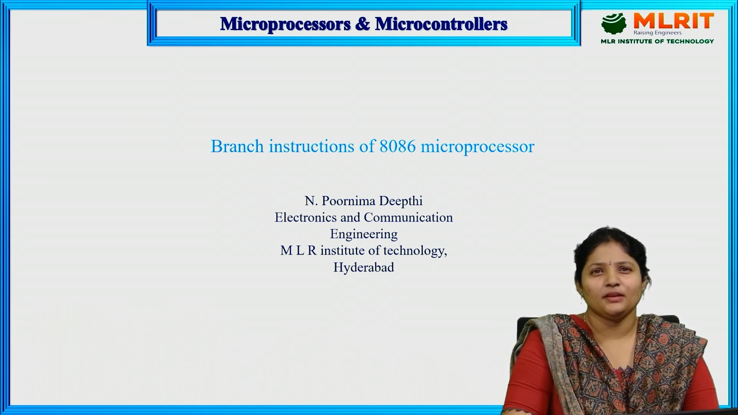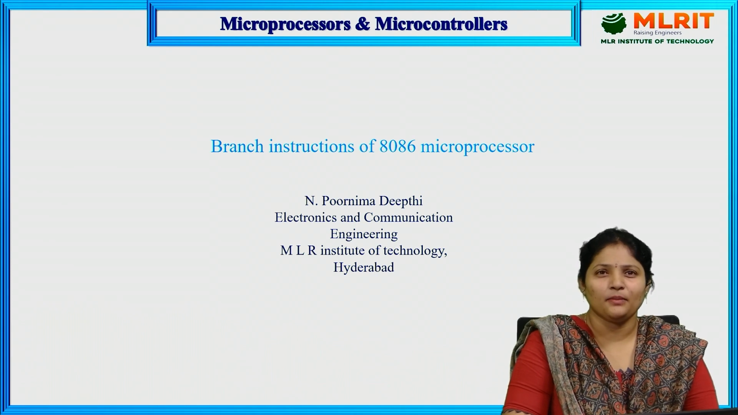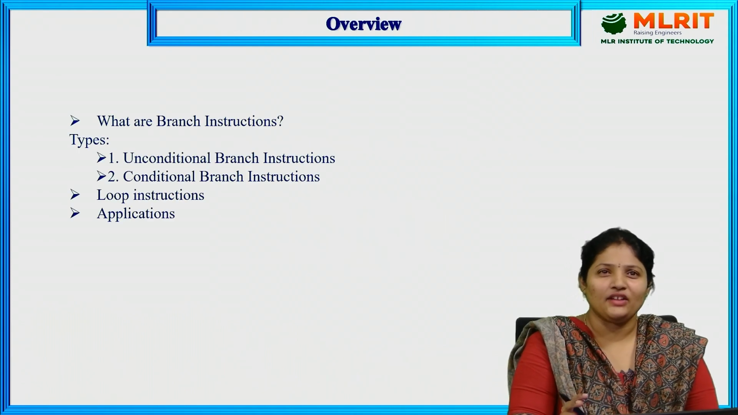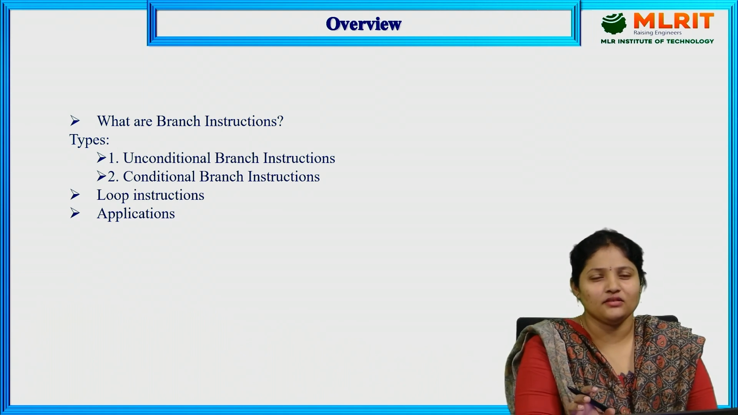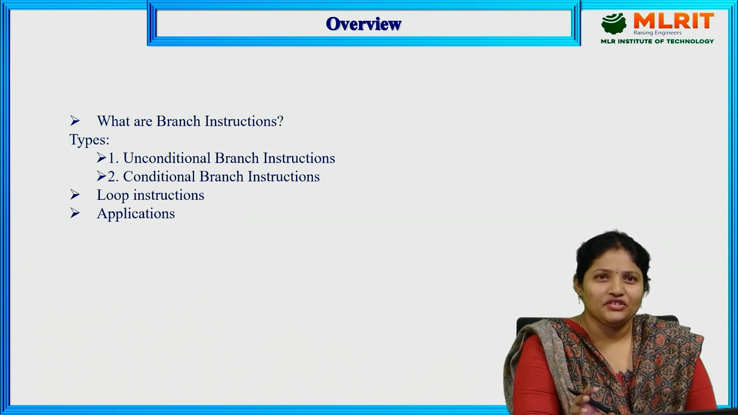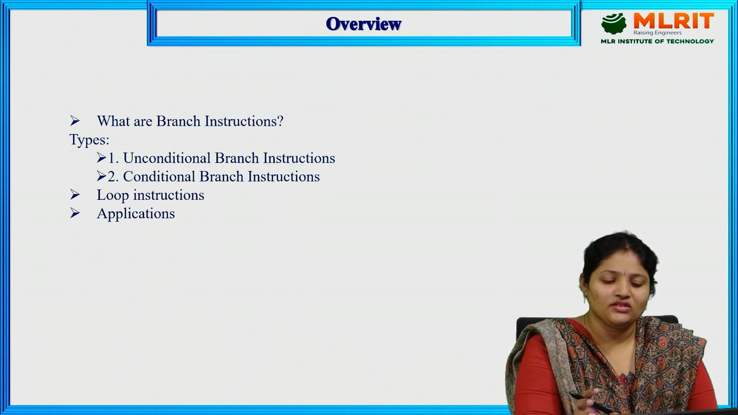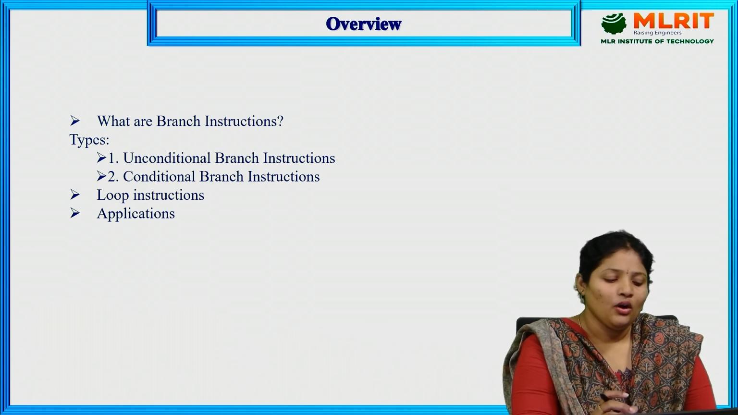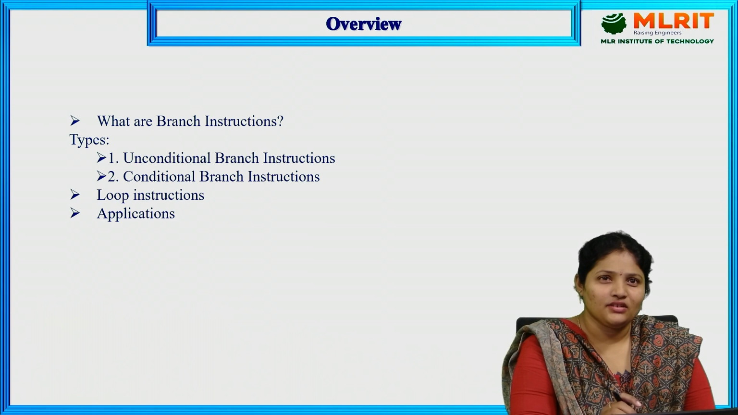This video is a part of the series Microprocessors and Microcontrollers. The overview of today's presentation is: what are branch instructions, the two types of branch instructions, unconditional branch instructions, conditional branch instructions, what are the loop instructions present in 8086, and what are the applications of these instructions in real time.